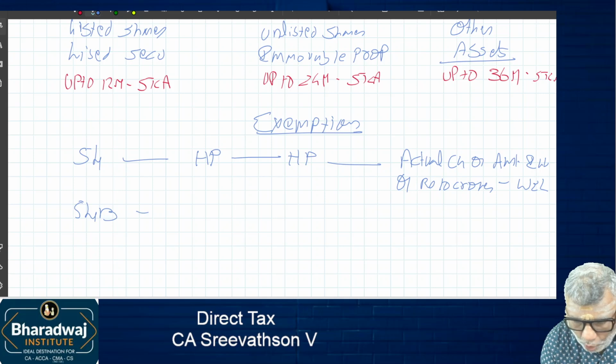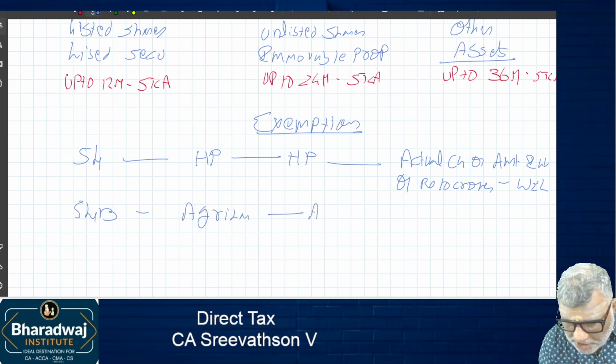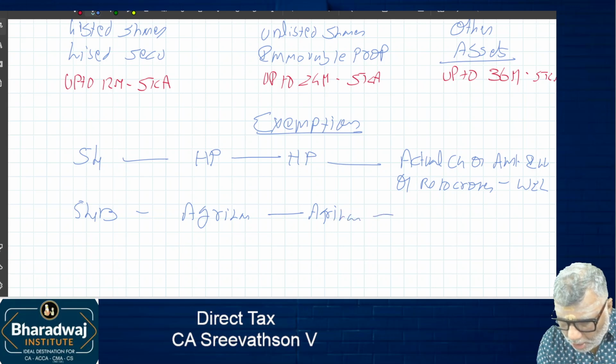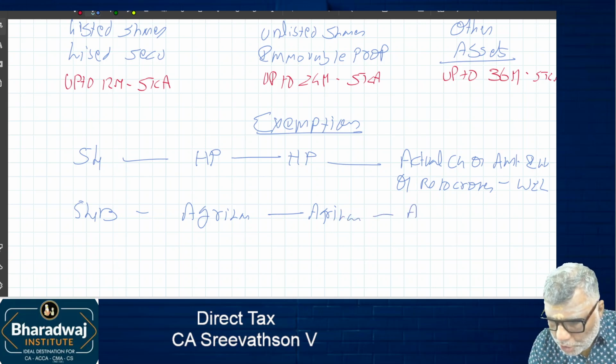54B. What is sold is agri land. What is purchased is agri land. Actual or amount invested, whichever is less.